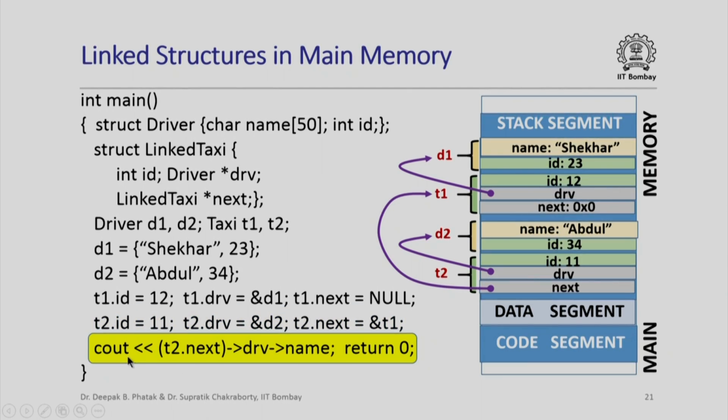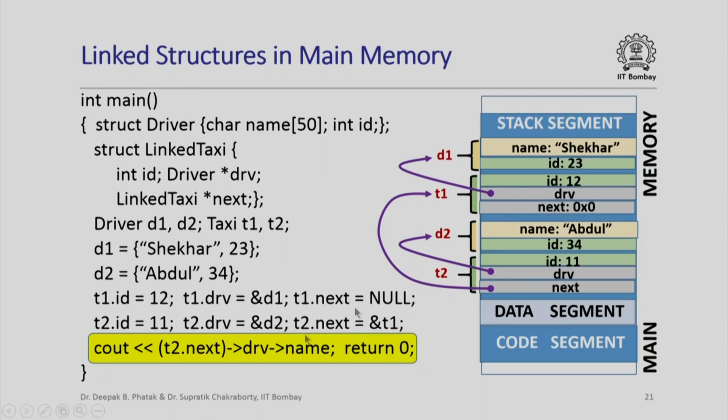And now if we execute this output statement, what will get printed? Well, we will first access t2.next, that's a pointer. So now we'll have to see what object that pointer points to, and we'll have to access the drv field of that object. That also happens to be a pointer.